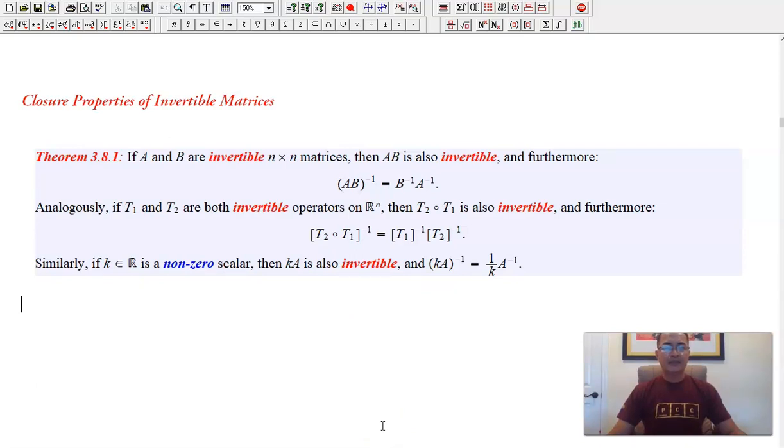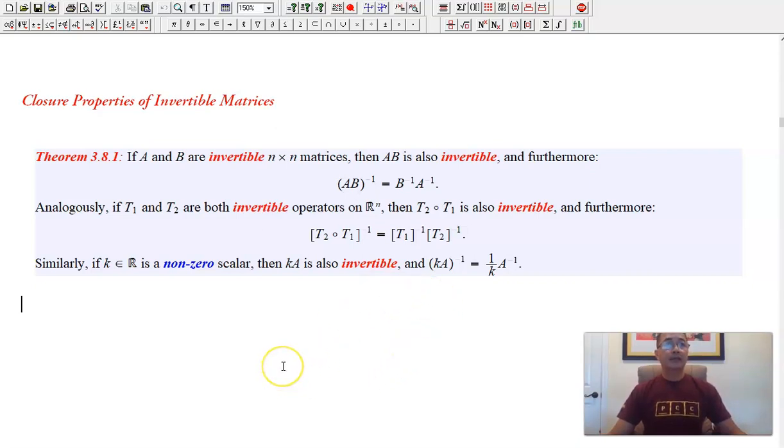Okay, so let's talk about closure. So far we have been referring to closure properties under vector addition or matrix addition, but this time it's about multiplication. The theorem says that if A and B are invertible n by n matrices, then their product, A times B, is also invertible. Furthermore, the inverse of the product AB is the product B inverse times A inverse, in that order. We said that matrix multiplication is not necessarily commutative, so we have to make sure we write the product in the correct order.